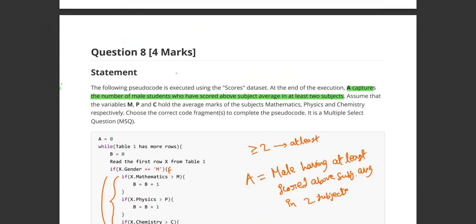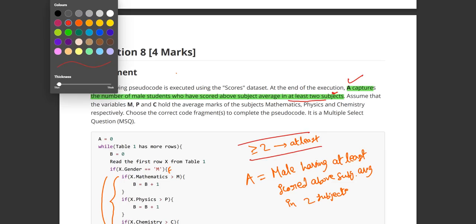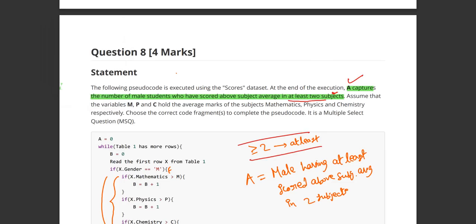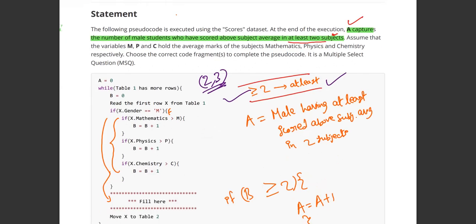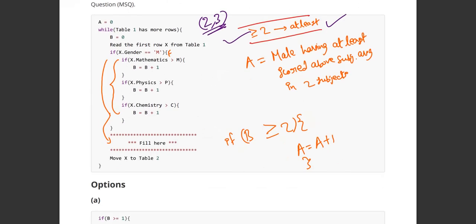The following pseudocode, again it has been captured using a highlighter. At least two subjects, in the sense greater than or equal to 2. This is what greater than or equal to 2 means: 2, 3. Only these two values are allowed. So now let's check the proper code to be kept here.